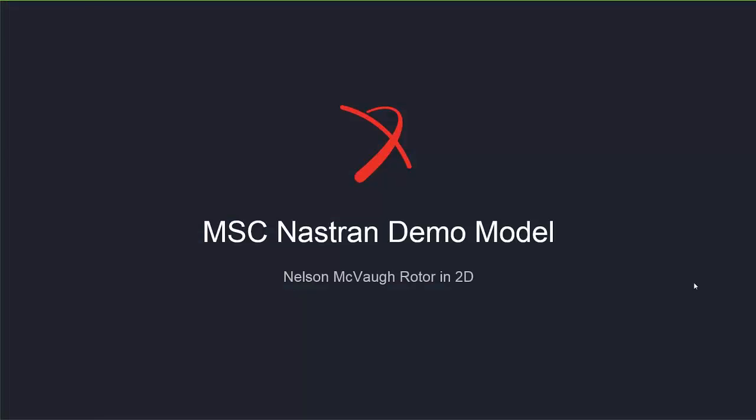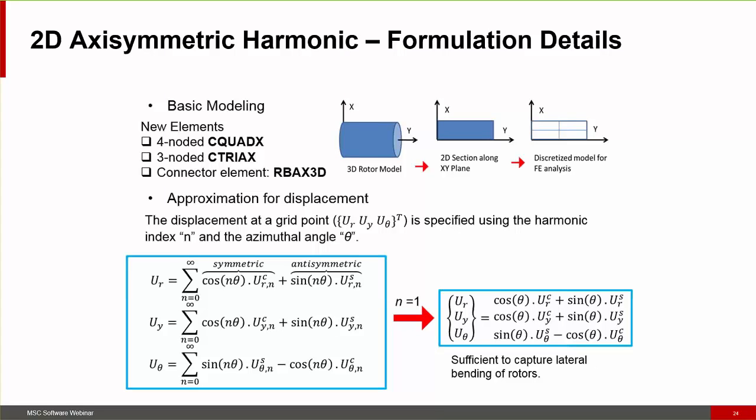Let's step into two dimensions and how this works. I mentioned earlier that this is 2D axisymmetric harmonic, which indicates that there is a Fourier expansion in the azimuthal direction in play, which leads to a three-dimensional displacement field. This is somewhat of a surprising feature of this 2D axisymmetric formulation. And by the way, here is again the RBX 3D element, which establishes the connection between the 2D axisymmetric harmonic formulation and the 3D world.